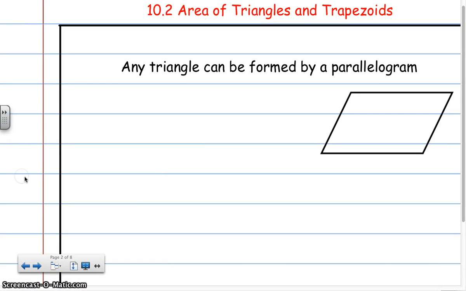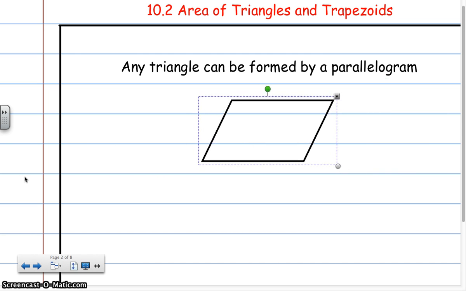All right, 10.2, we're going to learn about area of triangles and trapezoids. We're going to discover how we develop a formula for a triangle first. A lot of times that helps us really memorize it. We take an area of a trapezoid or a parallelogram, and we know that the area of any parallelogram is equal to base times height.